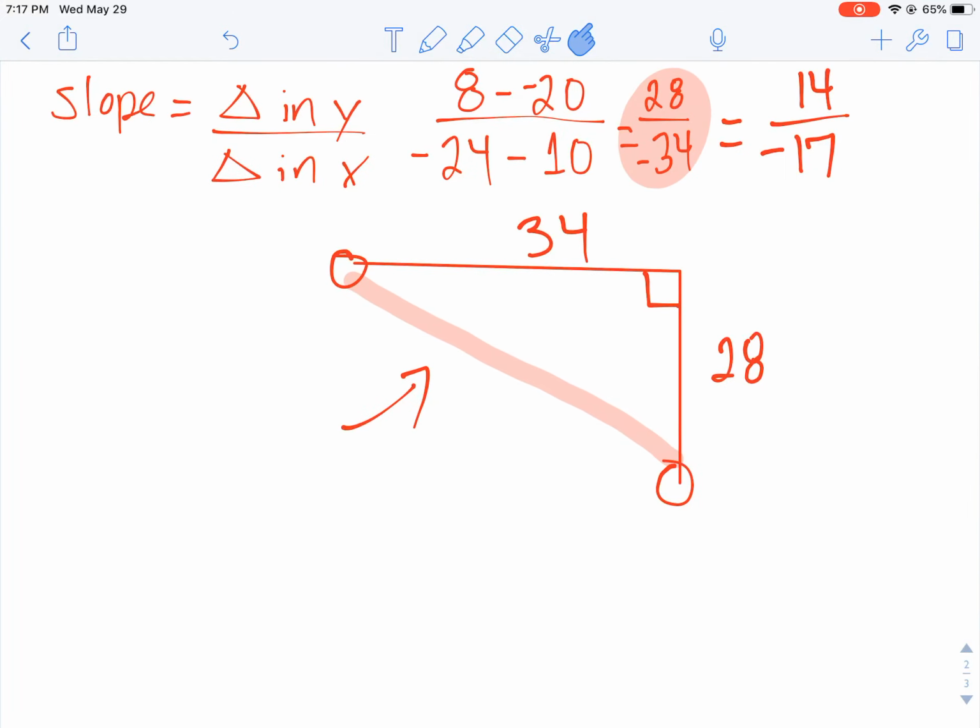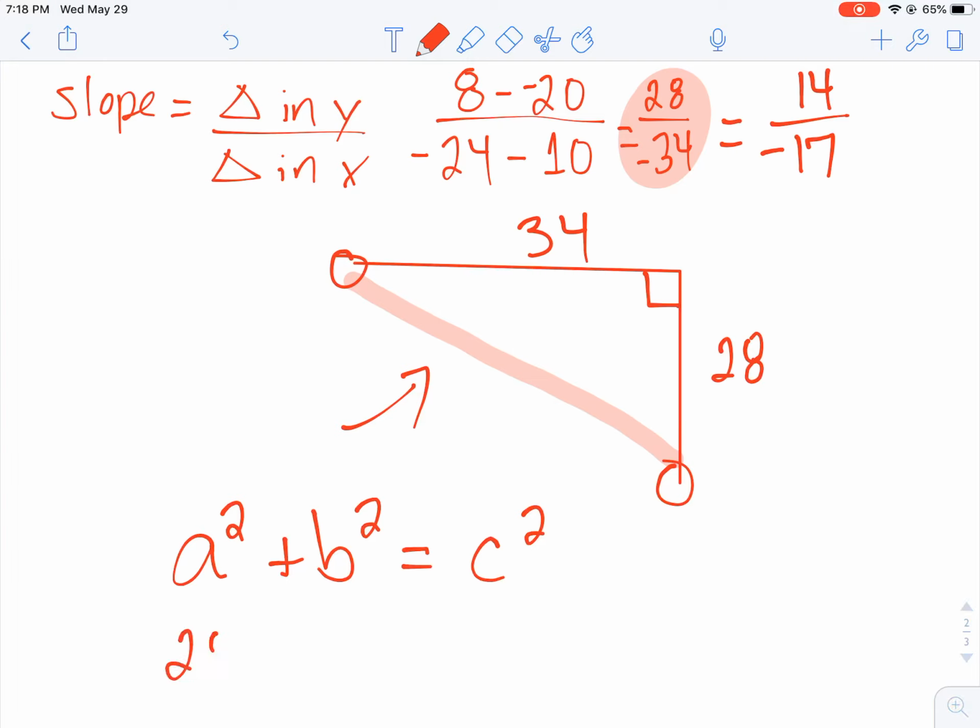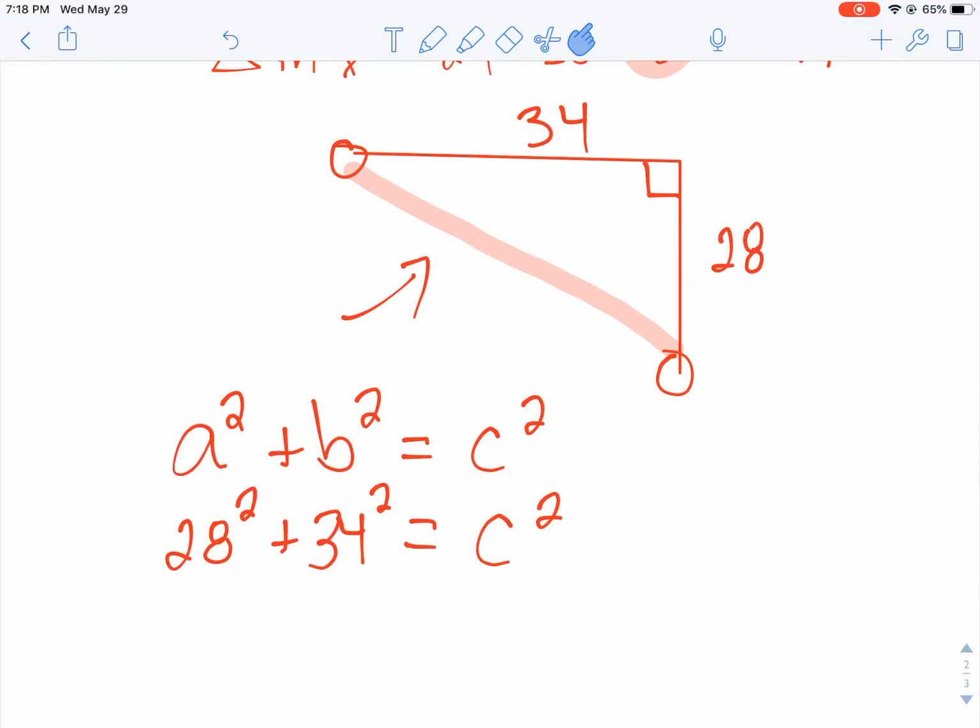How do we do that? Using the Pythagorean theorem. A squared plus b squared equals c squared. So now I can plug in these values. 28 squared plus 34 squared is going to equal c squared. So now you might need to use a calculator. I know I'm going to be doing that right now because I do not know 28 squared off the top of my head. And not really expected to know that either.